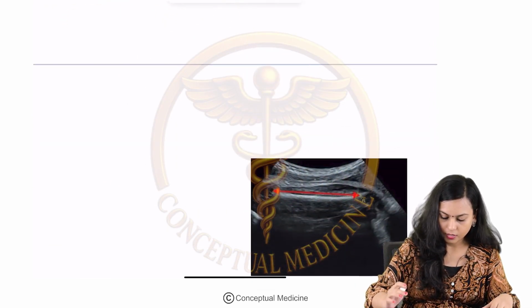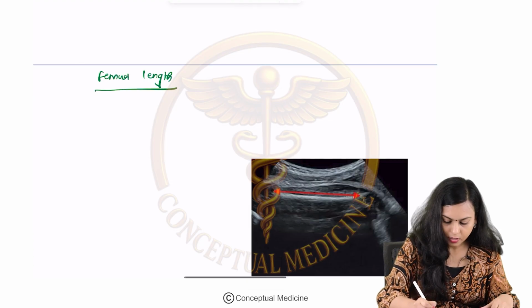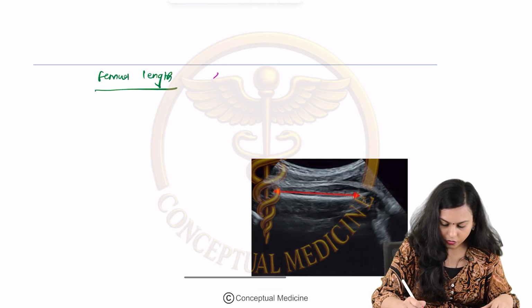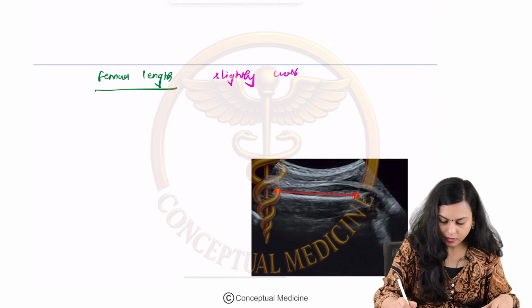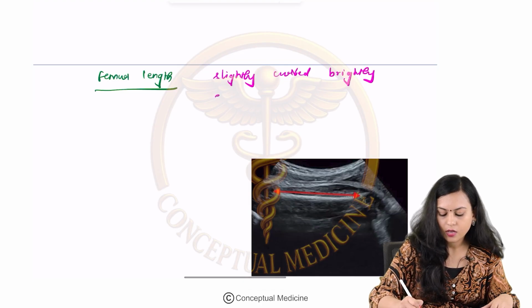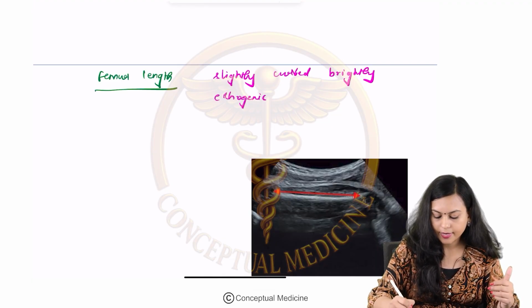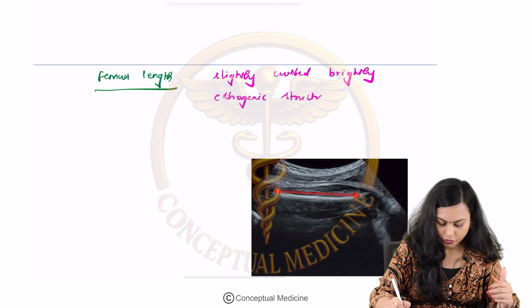Now, the next parameter is the femur length. Okay. So, femur length is usually seen as a slightly curved, brightly echogenic structure because it is a bone, right? So, it is highly echogenic or hyperechoic, a brightly echogenic structure.